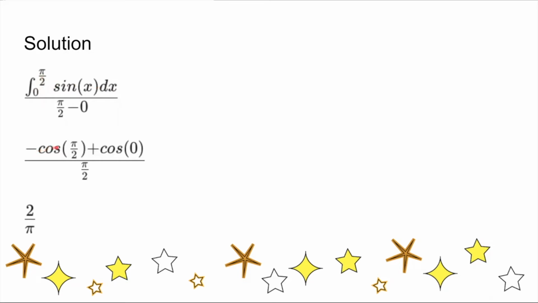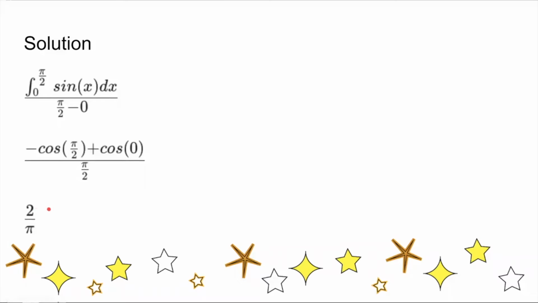So negative cosine of pi over 2 minus negative cosine of 0. And then minus negative is just plus. All right, and then the denominator is just pi over 2. And then cosine of pi over 2 is 0, and cosine of 0 is 1. So the final answer we'll get is 2 over pi. So average value is pretty straightforward, and that's all there is to it.